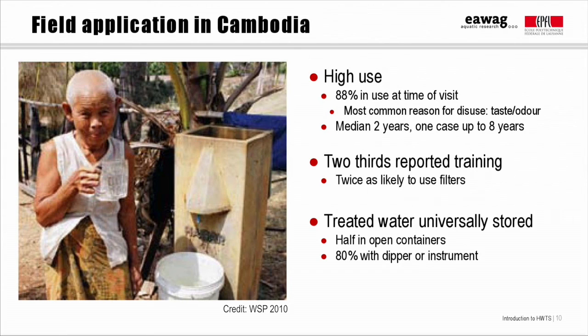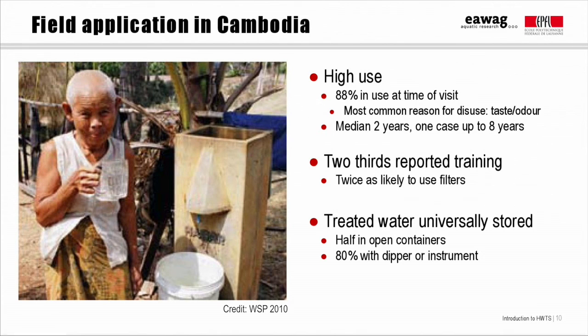2/3 of the survey respondents reported receiving some training from the NGO workers, and among those who did receive training, they were twice as likely to use the filters as those who didn't receive training. Now, according to the NGO programs, 100% of people were trained during distribution, so either there's been some turnover of people or people simply don't recall having received the training.